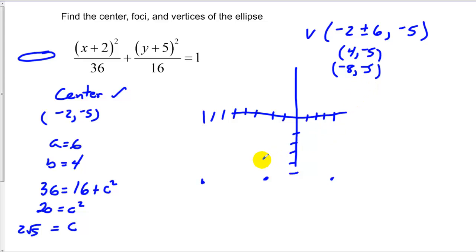The foci, fairly similar, except I can't really count 2 root 5, but I'm going to move on the same axis as the major axis. Somewhere in between those 2 points, let's call that 2 root 5 and 2 root 5 here. So for the foci, I'm going to say start at -2 and move left and right, 2 root 5, and go down 5, and that gives you the foci.